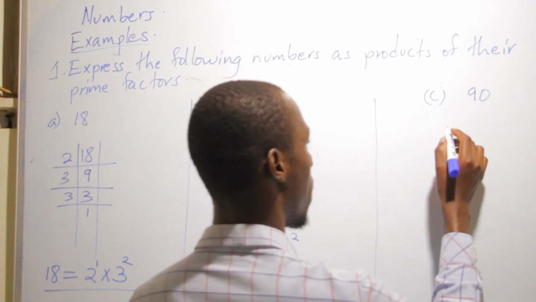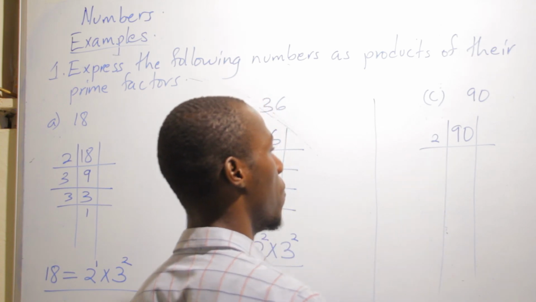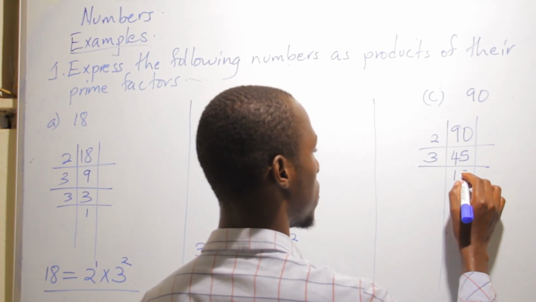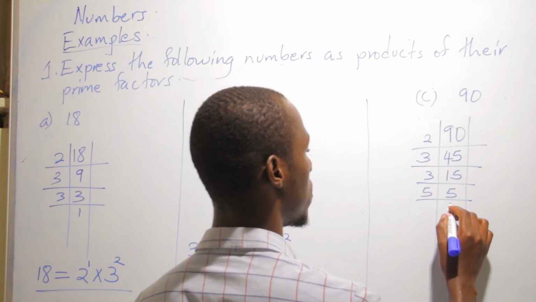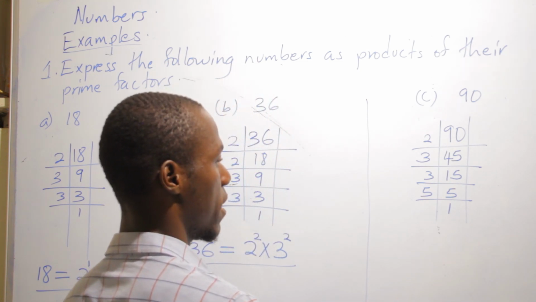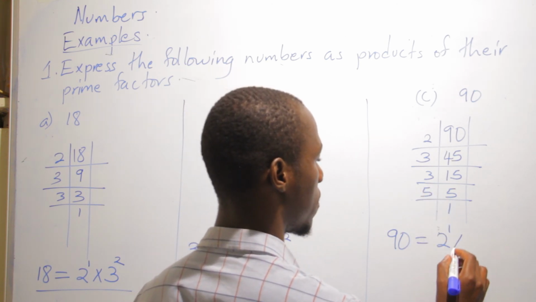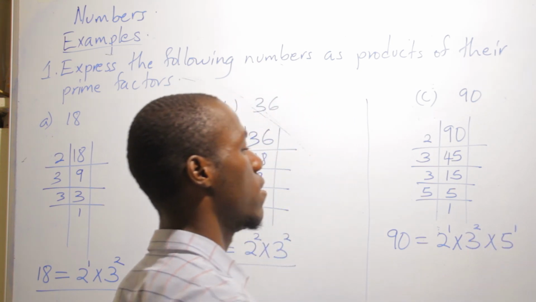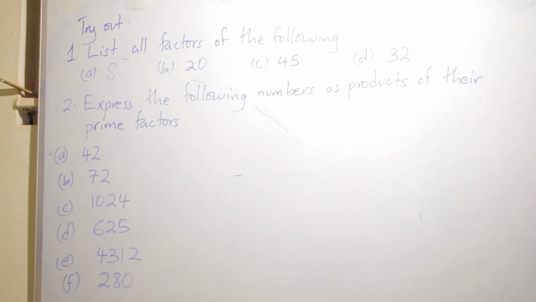Then part C, 90. I begin with a 2 to get 45, then a 3 to get 15, a 3 again to get 5, 5 to get 1. So my 90 is equivalent to 2 appearing once, times 3 appearing twice, times 5 appearing once. So try out those numbers and give me feedback.